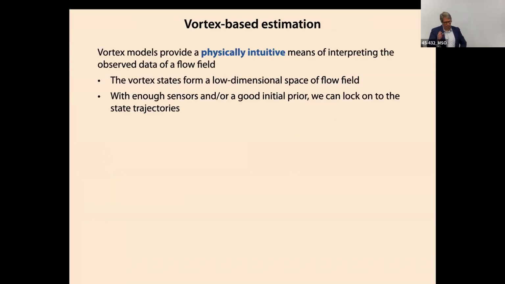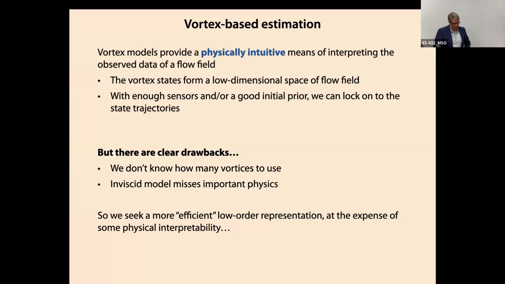Okay. So this is the fracture line where I say, okay, vortex-based estimation is great, and I love vortex flows, vortex elements, and so on. They're physically intuitive. The vortex states form a nice low-dimensional space that I can reconstruct flow fields from. So I could use a lot of vortex elements to produce a flow field. Okay, that's fine. And with enough sensors, I showed that we could actually infer all the vortices. That's great. So it's nice and intuitive, but there are some really big drawbacks.